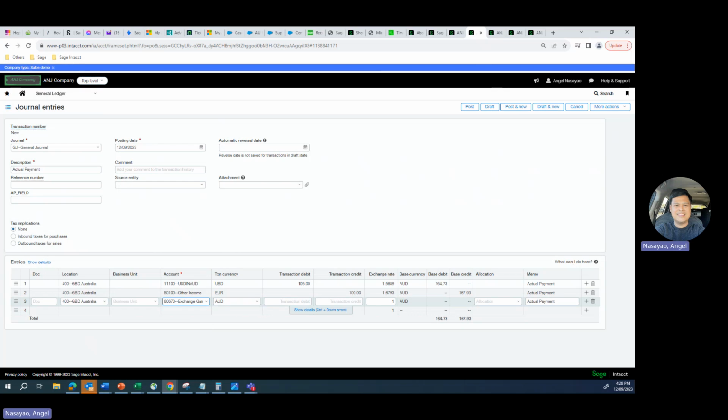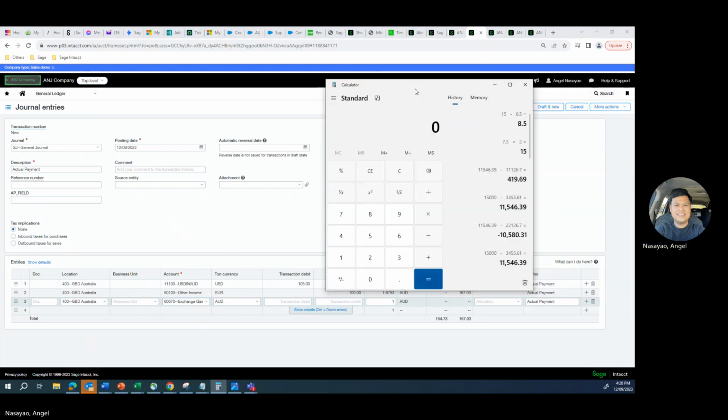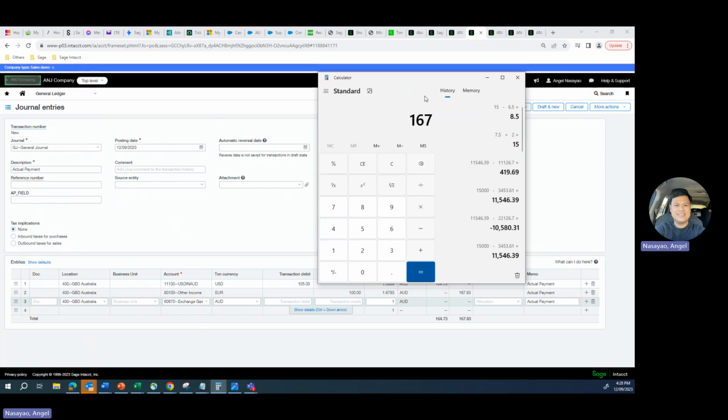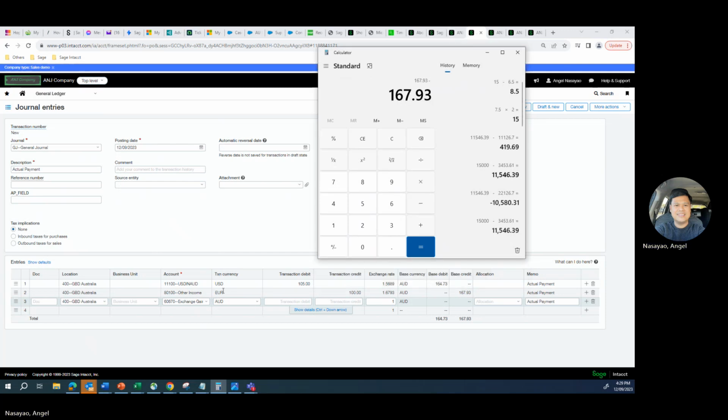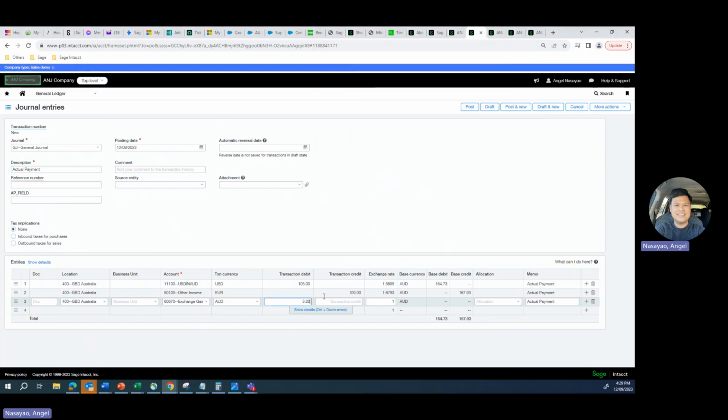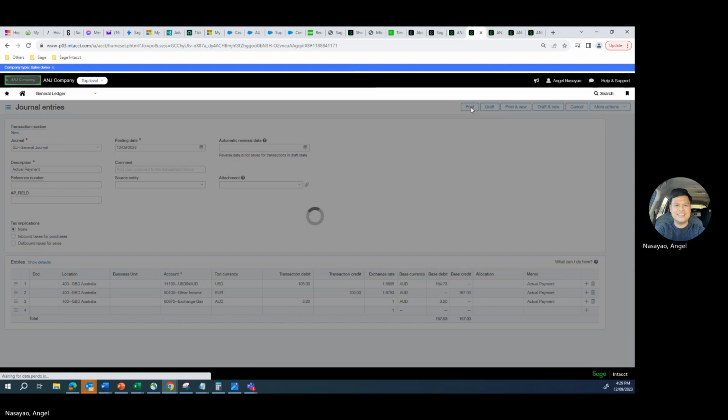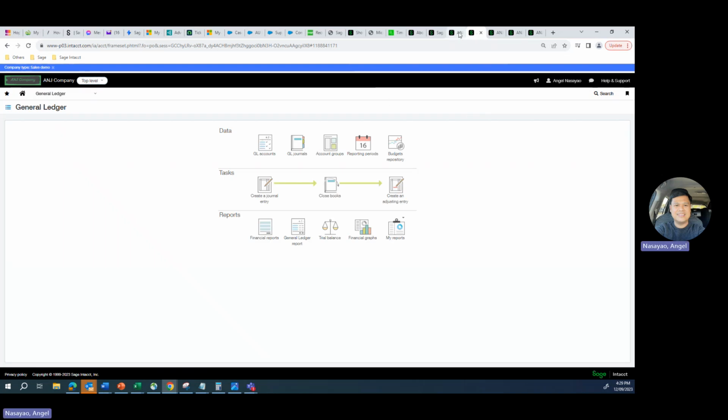And what's the difference? Let me just get my calculator in here. So 167.93, which is the income being canceled, then as a result of the conversion of the dollar amount from USD to AUD, which is your base currency, minus 164.73. So we have 320. That's the forex gain or loss. All right, and post this. So it's already there.